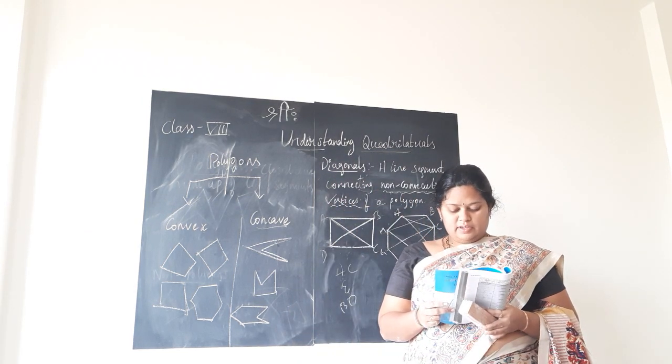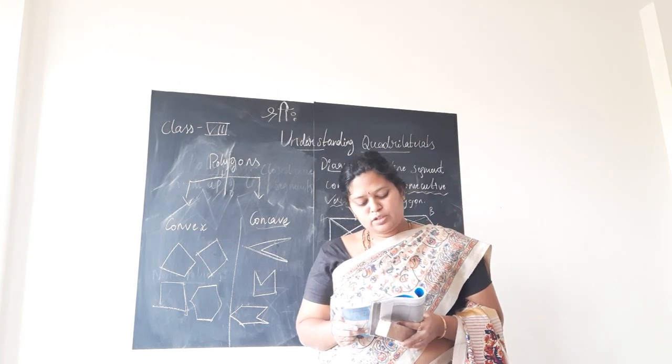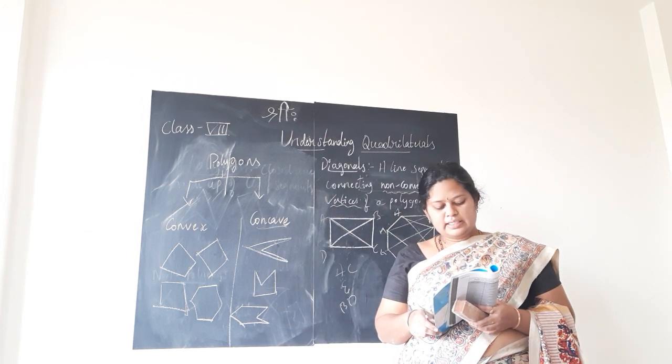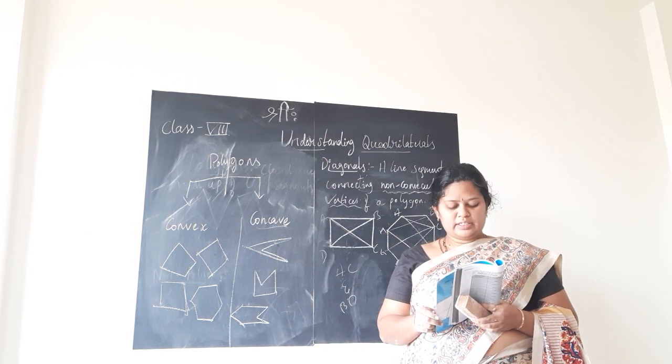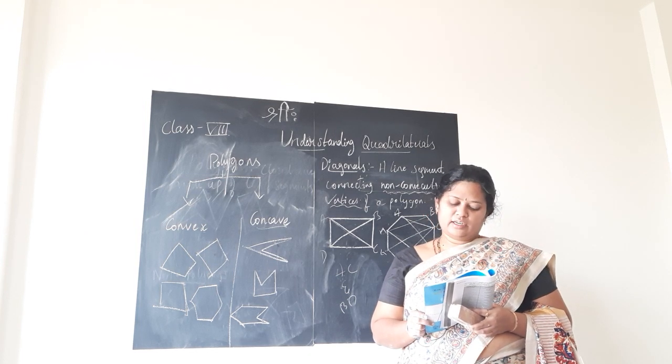Here they have given the definition. Polygons that are convex have no portion of their diagonals in their exterior, or any line segment joining two different points in the interior of the polygon lies wholly in the interior of it.